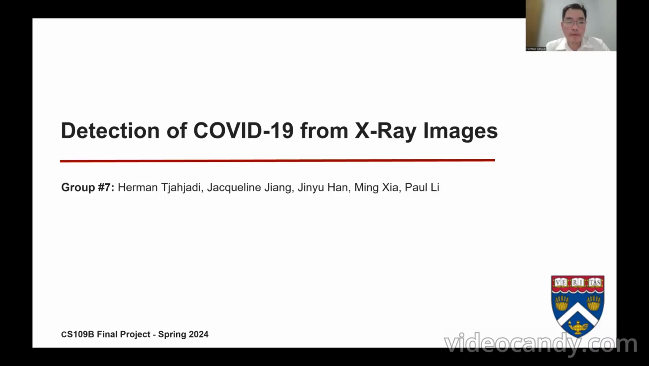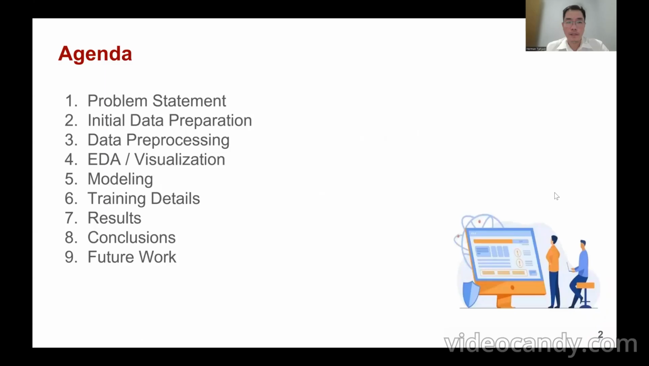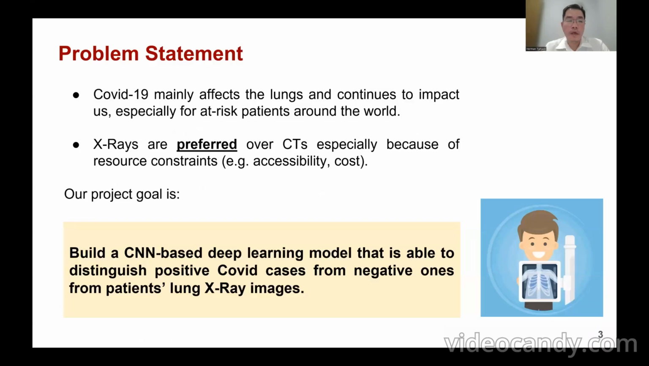I'm Herman, and our final project topic is detection of COVID-19 from X-ray images. Our agenda is pretty simple. I will talk about problem statement and initial data preparation. Our project goal is to build a CNN-based deep learning model that is able to distinguish positive cases from negative ones from patients' lung X-ray images.